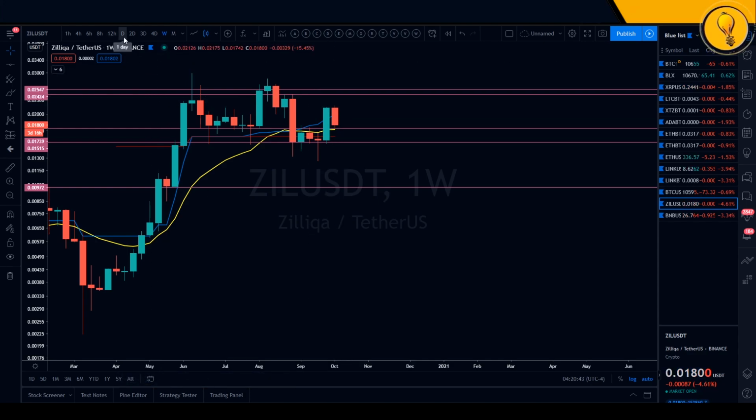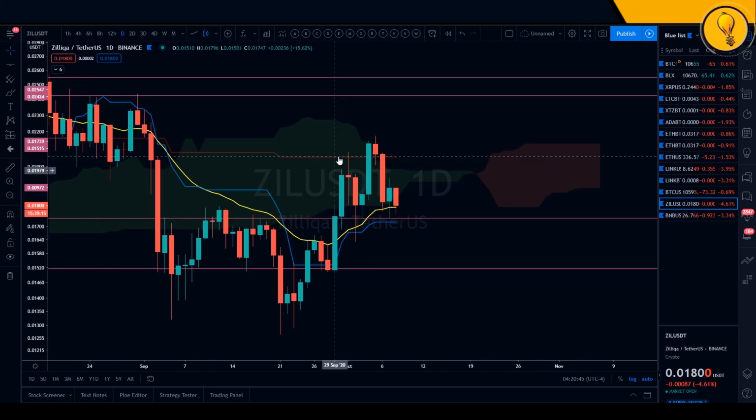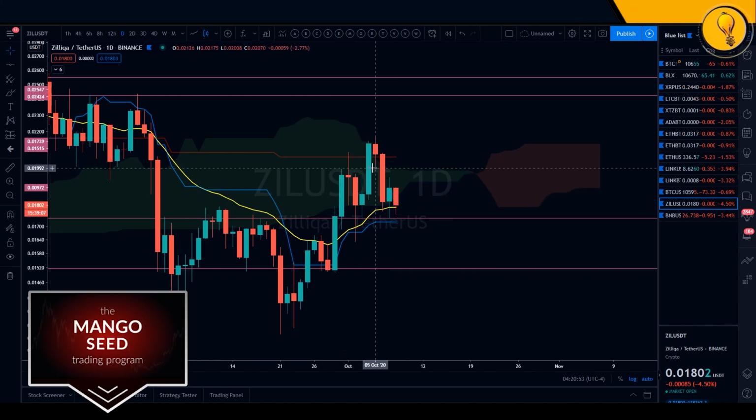I'll tell you what I'm looking at on those lower time frames. If I get onto the daily time frame, I'm noticing that the cloud is red. Okay, price is underneath the cloud right now. We're living underneath the cloud. We have been maintaining that cloud support and resistance. As things stand right now, we're hovering underneath it.